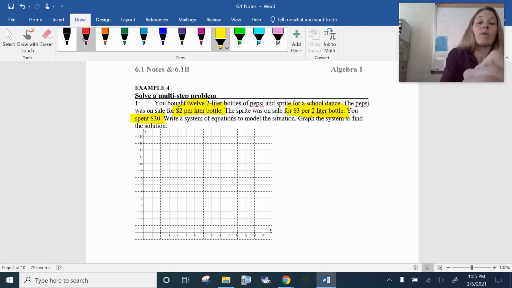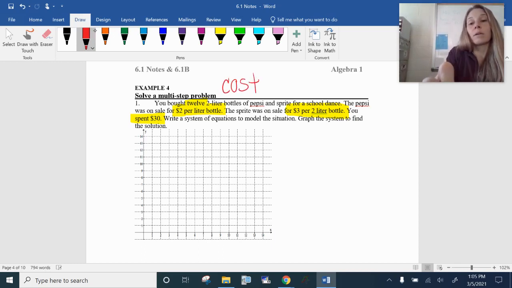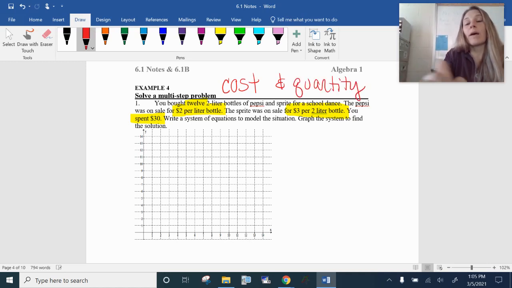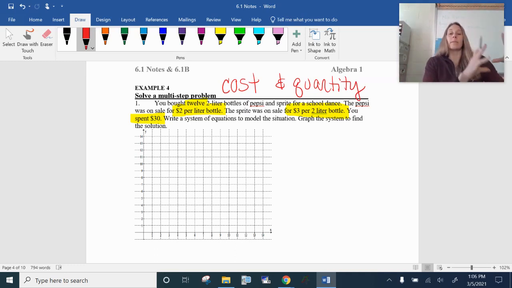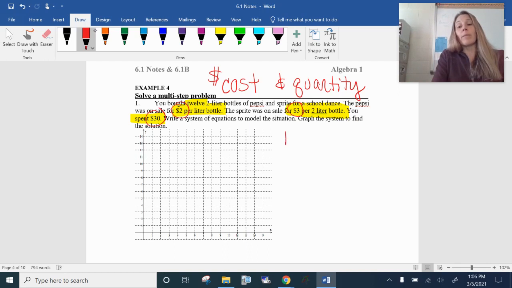But basically, we have two things that we're comparing here. We're talking about the cost, and we're also talking about the quantity. So we have a situation where we spent X amount on one item, Y amount on another item, and we have a total cost. And we also bought a specific number of the two different items. So when we do this, we're going to have two equations. One is the cost equation, which involves the dollar amounts. And the other one is going to be the quantity equation, which is going to involve amounts that are not dollars.